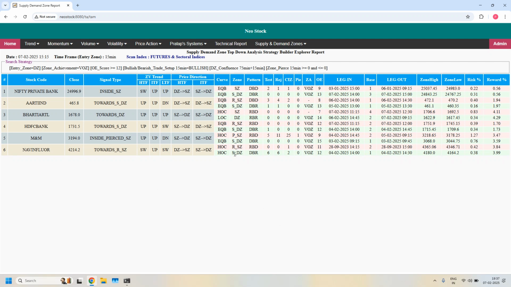So in these 6 stocks, these 15 minutes demand zones are overlapped with 75 minutes demand zone. That means 15 minutes demand zone is part of the 75 minutes demand zone. And 75 minutes trend, ITF trend, is uptrend in all these stocks. So if 75 minutes demand zones are having daily EMA confluence, then those stocks could be even more high probability trade setup supported stocks.